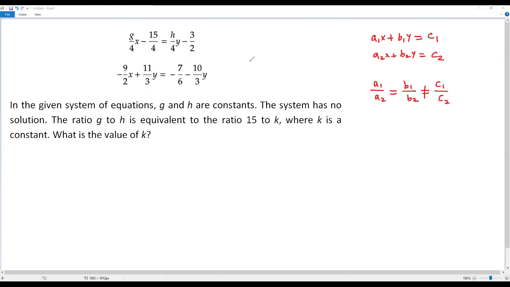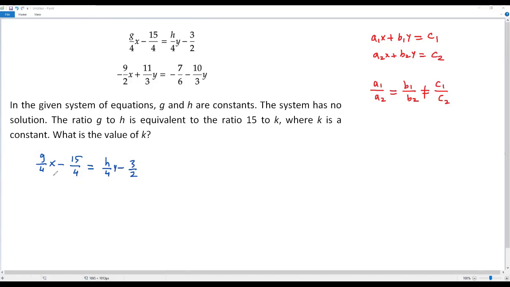Okay, now our first work is to get both the given equations in standard form. Before that, we have to get rid of the fractions that we have in the given equations so that the calculation process will be easier. Okay, now let me take the first equation, that is g over 4 times x minus 15 over 4 equals h over 4 times y minus 3 over 2.